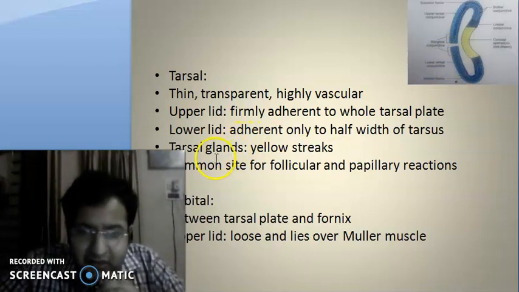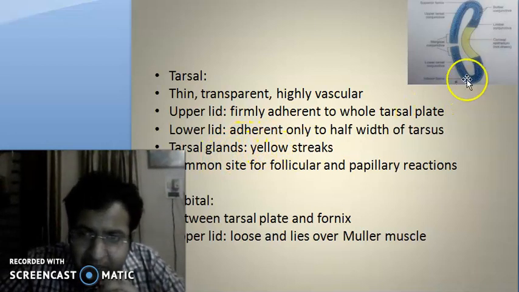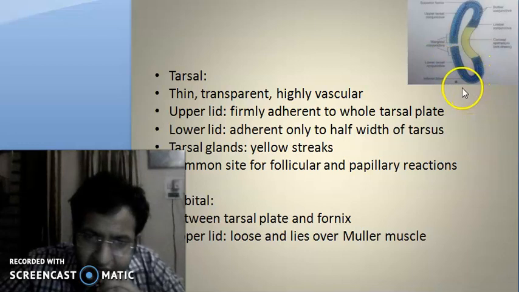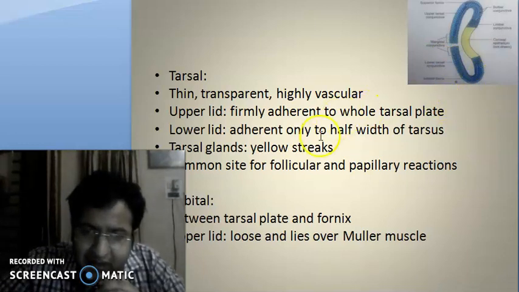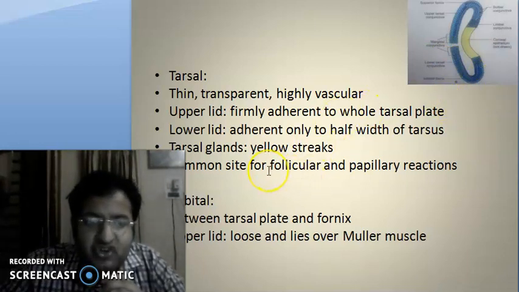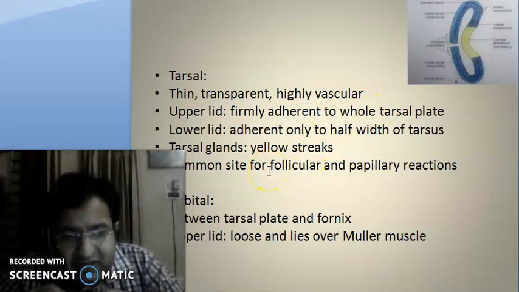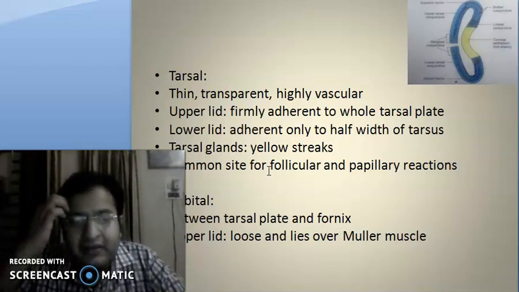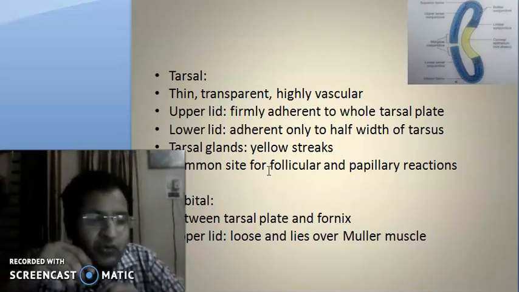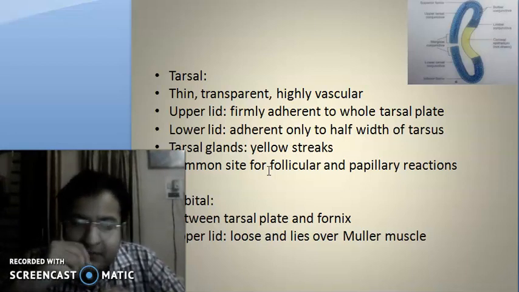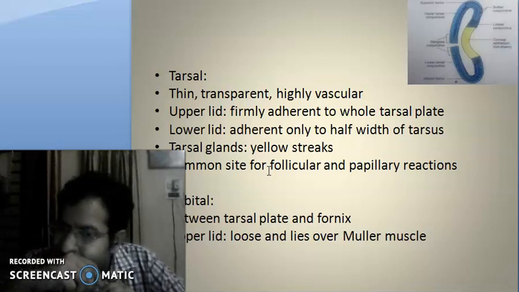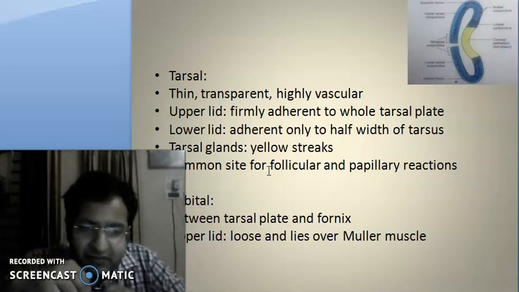The tarsal glands appear through the conjunctiva as yellow vertical streaks, and the tarsal conjunctiva is the common site where we see what? A follicular and a papillary reaction. Follicles are collections of lymphocytes and neutrophils, and the papillary reaction is an allergic type of reaction in which the inflammatory cells are there along with the vessels.